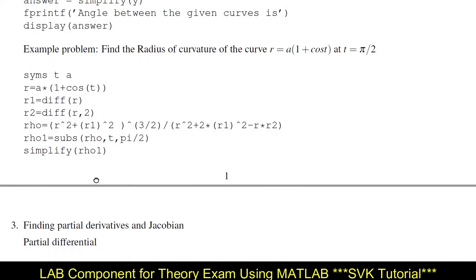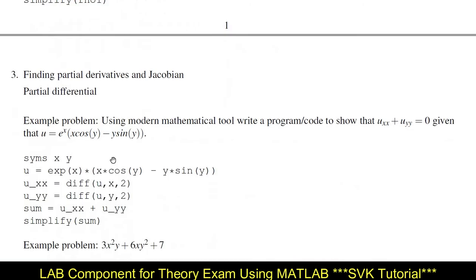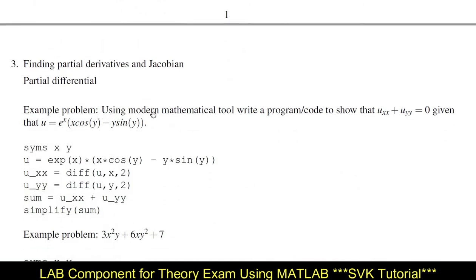Next, moving on to partial differentiation. Here I have considered the question paper problem, that is, using a modern mathematical tool, write a program or code to show that uxx plus uyy is equal to 0 for the given problem u equal to e power x times of x cos y minus y sin y. For that we have independent variables x and y. That's why we write the code as syms x y, u equal to exponential. For exponential the code is exp of x into x into cos y minus y into sin y.